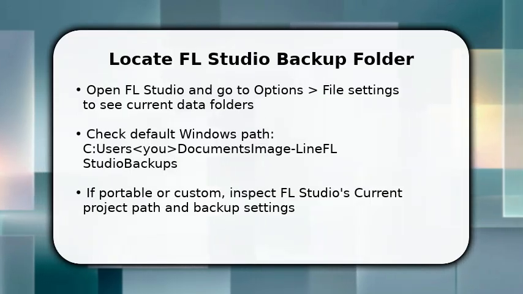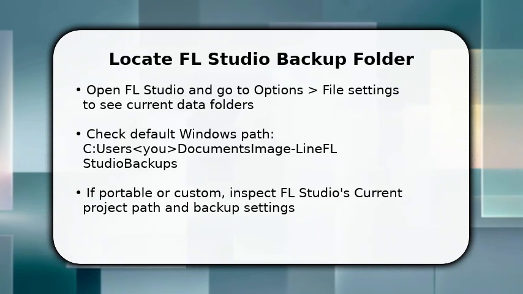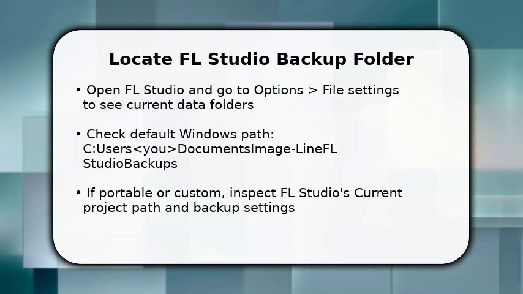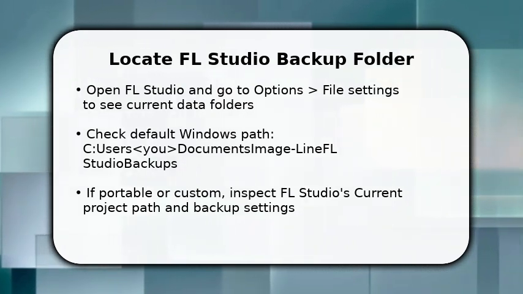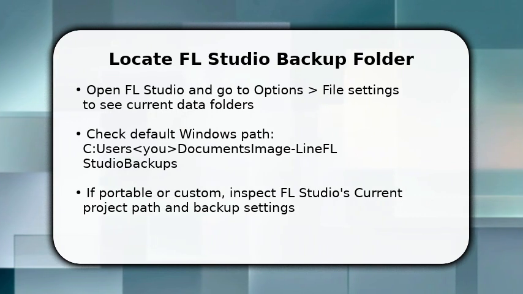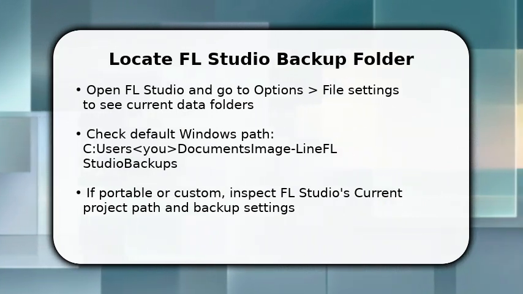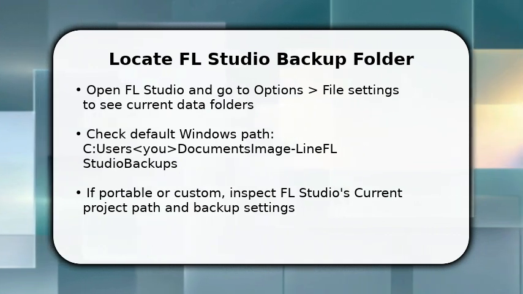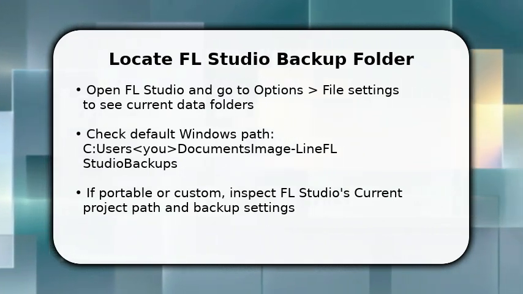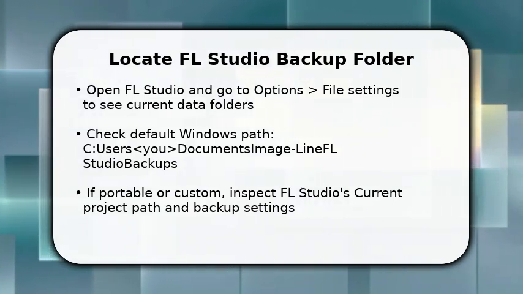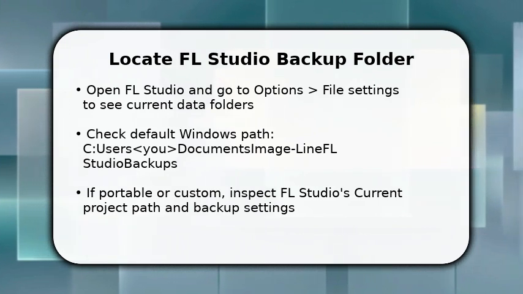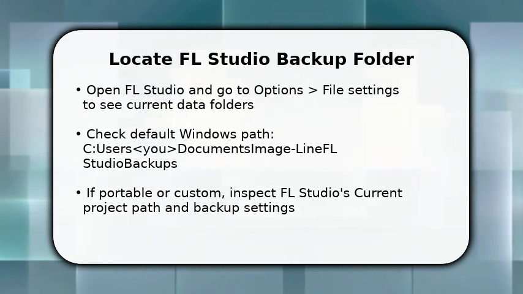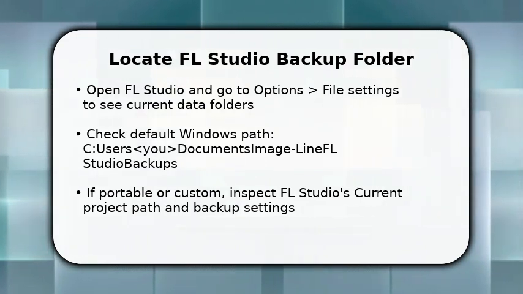You start by opening FL Studio and checking where it writes backups. This matters because several locations exist. Once done, go to Options, File Settings, and note the current project and browser extra search folders. You also check the default Windows Documents path for Image-Line backups. If you run a portable install or change the paths, make sure to inspect those custom folders now. This first step proves whether automatic backups are present and prevents you wasting time searching the wrong drive.